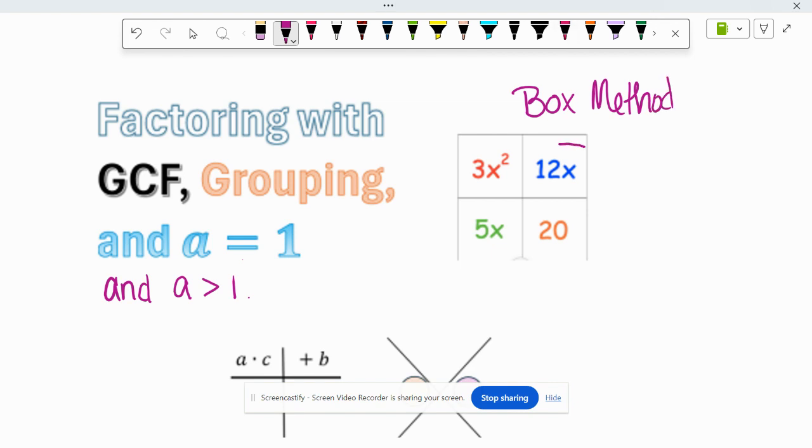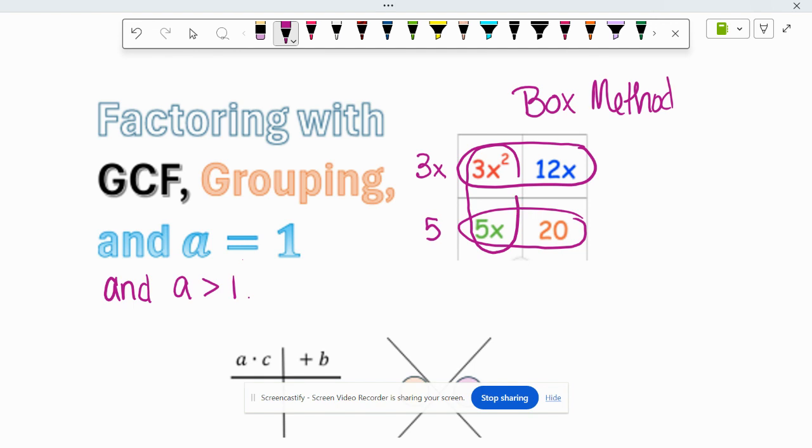How do we use that? What am I looking for here? What's the greatest common factor between 3x squared and 12x? 3x. What am I looking for here? A GCF. What's the greatest common factor? Yep, 5. Greatest common factor here. And the last one, 4. So this becomes 3x plus 5 times x plus 4. Sweet.